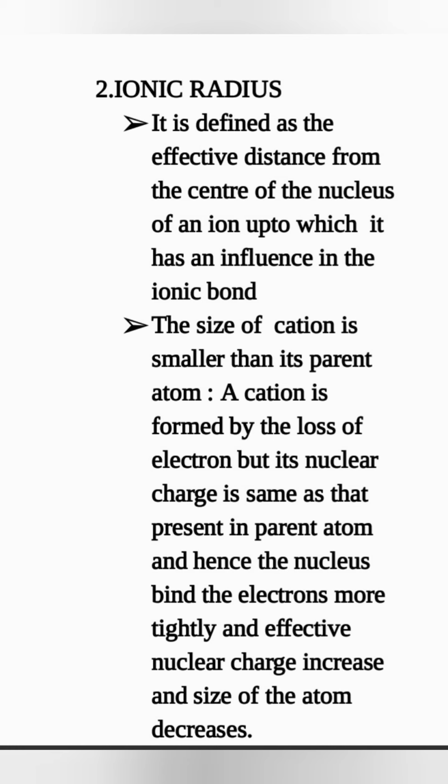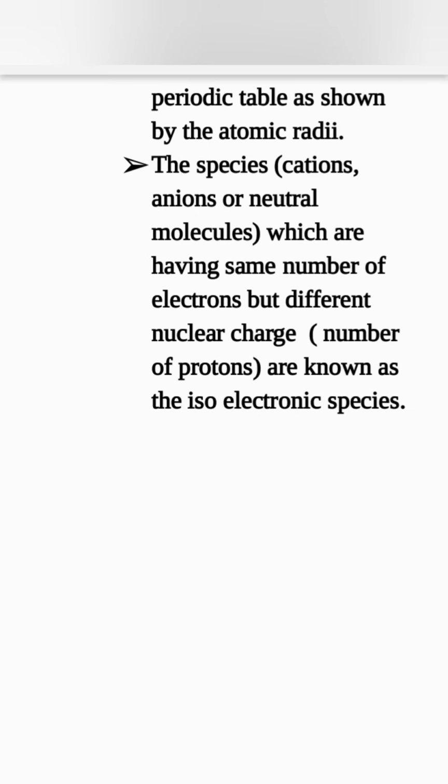Ionic radius will show the same trend in the periodic table as shown by the atomic radius itself. That means if you're moving from left to right in a period, ionic radius decreases, but if you're moving from top to bottom in a group, it increases.